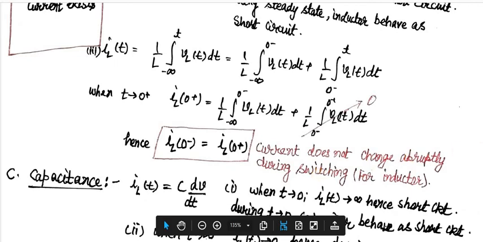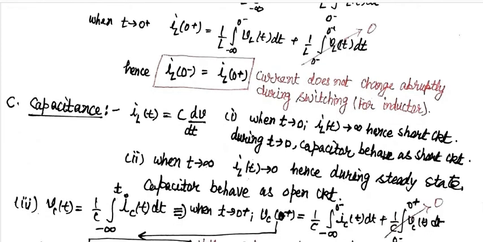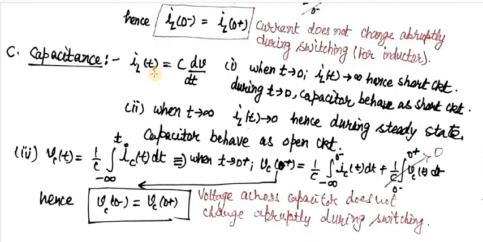Now let me discuss the capacitance. In a capacitance, the normal formula for the current is i equal to C dV by dt, and as we discussed earlier, when t tends to 0, i tends to infinity. And i tending to infinity means current exists, and current exists means it is a short circuit. Hence, when t tends to 0, the capacitor will behave as a short circuit.